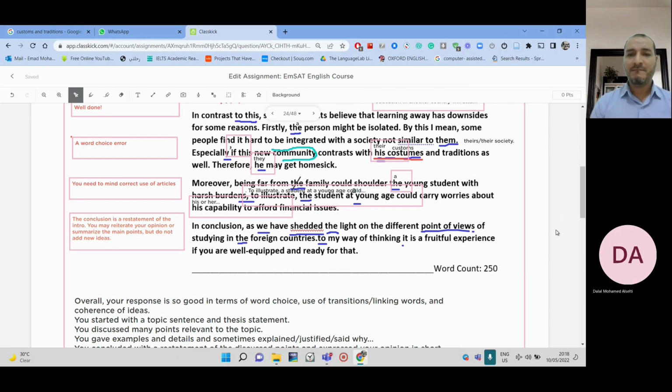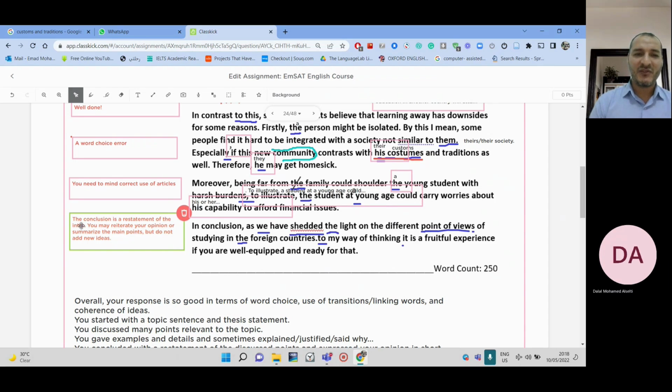Okay. Finally, in conclusion, as we have shed light on the different points of view of studying in foreign countries, to my way of thinking, it's a fruitful experience if you are well equipped and ready for that.